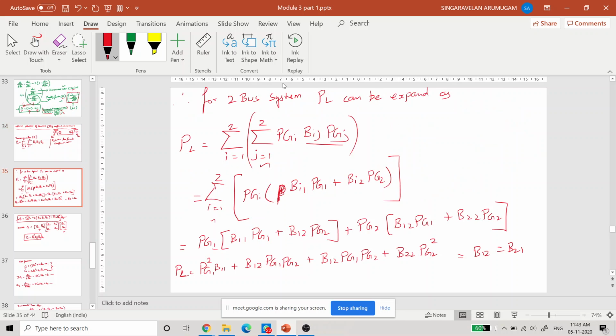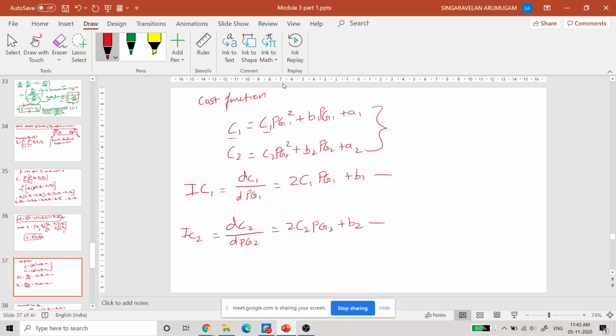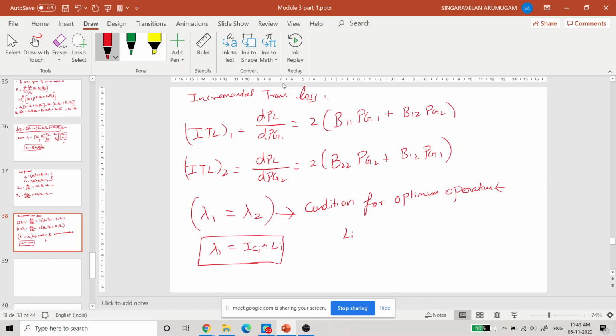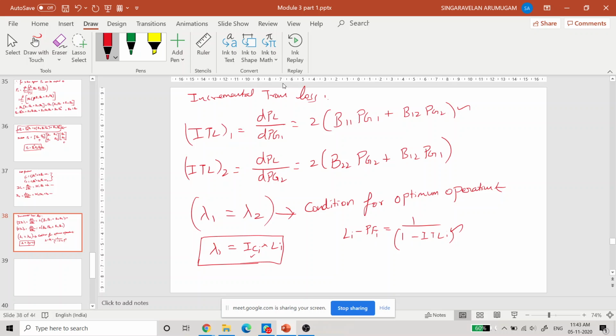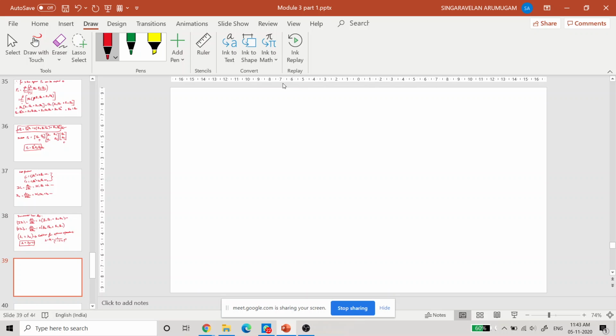Then we all know that this penalty factor Li is nothing but 1 divided by 1 minus ITL of i. So from this equation we know what ITL is. ITL1 is nothing but this. So apply this, and IC also we know, we got it here. Just apply these two values to this lambda, that is lambda 1 equal to lambda 2.